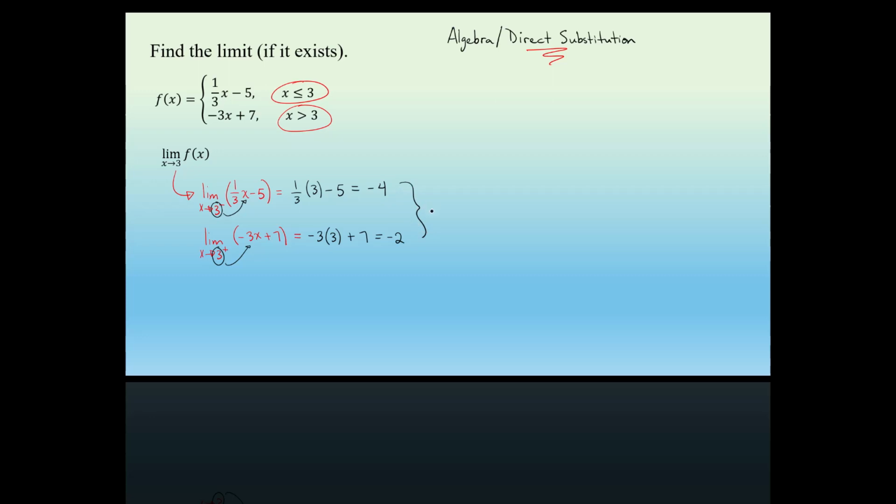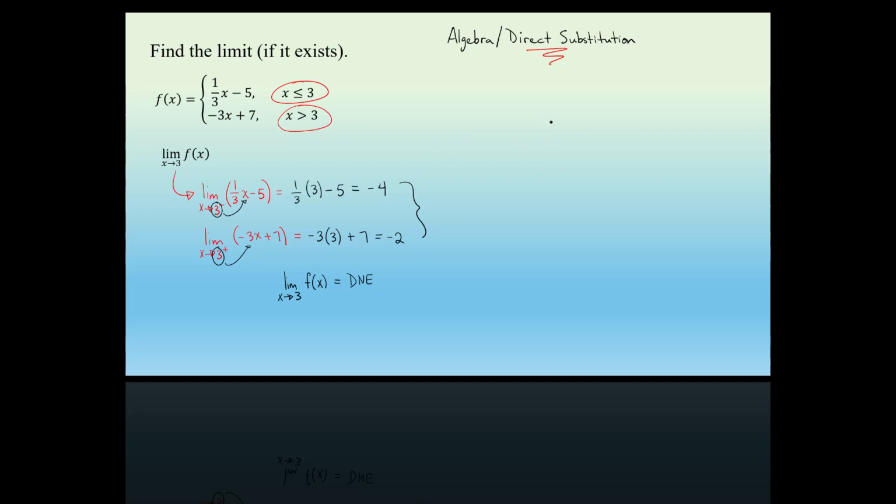So these values are not equal to each other. Therefore, what can we say about the limit as x is approaching 3 of the function? Well, as we approach 3 from the left, the function value is going towards -4. And as we approach 3 from the right, the function value is going towards -2. So those function values are not going to meet each other. Therefore, the limit as x approaches 3 of the function is DNE, does not exist.